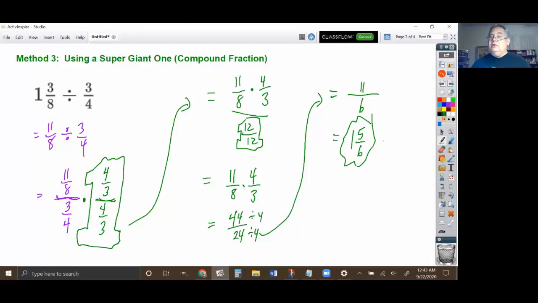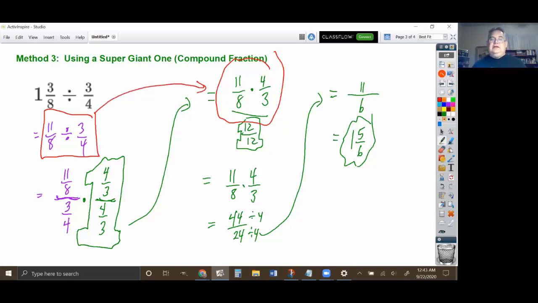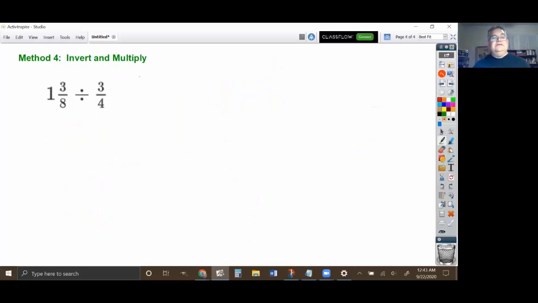Now within that supergiant 1 method, did you happen to notice something where we multiplied by a reciprocal, which is right here? We started off with a fraction division, and we multiplied by its reciprocal by the end. The actual math problem itself is the reciprocal, which brings us to the method that you learned before. We'll call this method 4. So this is invert and multiply. So first step, obviously, we want to make this into a fraction. 8 times 1 plus 3 is 11/8 divided by 3/4.